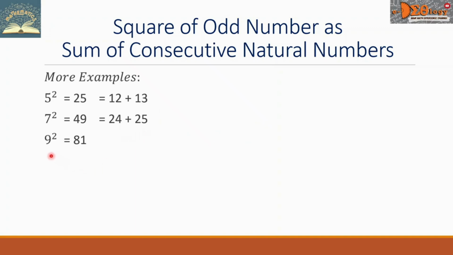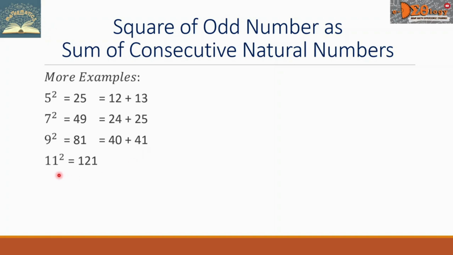Another example, 9 square equals 81. Let us find the two consecutive natural numbers. So this 81 we divide by 2, the answer is 40.5. The number 40 is the first integer, plus the consecutive integer, which is 41. So 81 equals 40 plus 41.